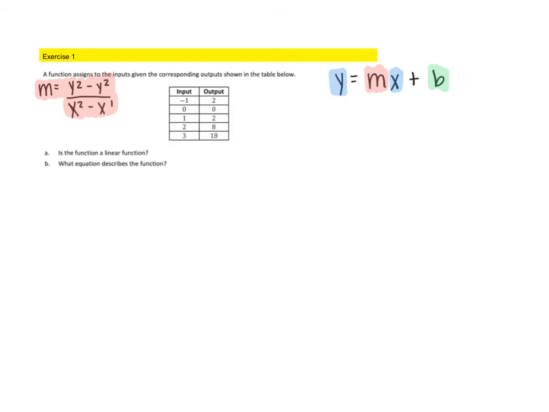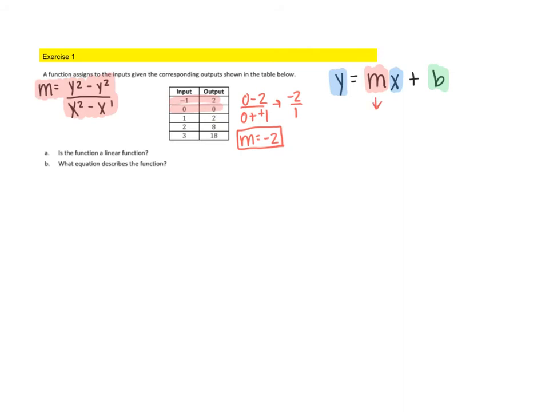All right, so it doesn't matter which 2 rows you chose in your table to find your slope. I'm just going to use these ones right here because they're right at the top, and it seems simple enough. So I'm going to do y2, 0, minus y1, 2, over x2, 0, minus x1, negative 1. 0 minus 2 is negative 2. 0 minus negative 1 is the same as 0 plus positive 1. So my slope is negative 2 over 1, which is the same as saying negative 2. Check that and make sure that you found that your slope equals negative 2. If not, correct your work, okay?